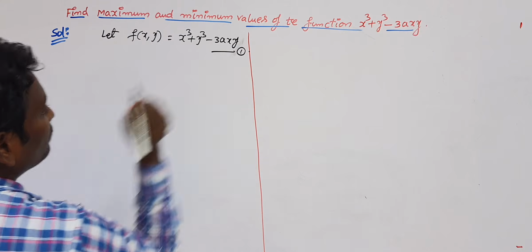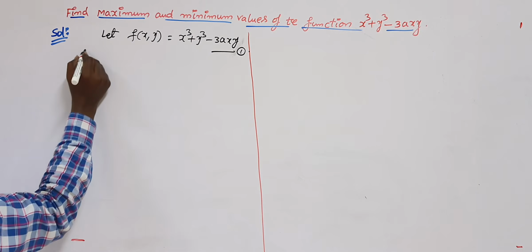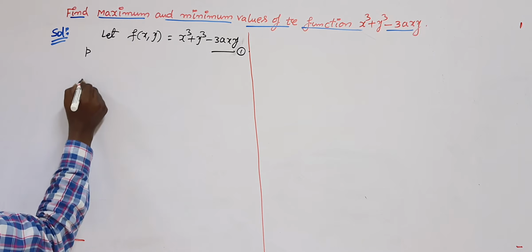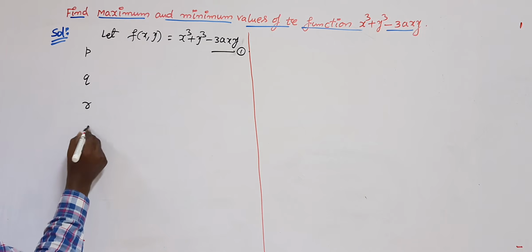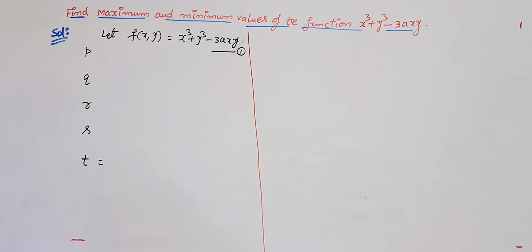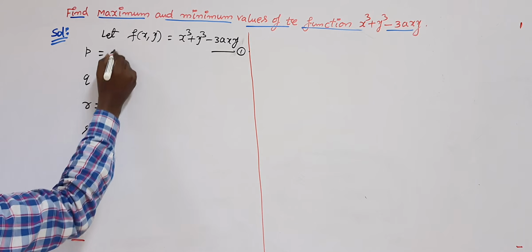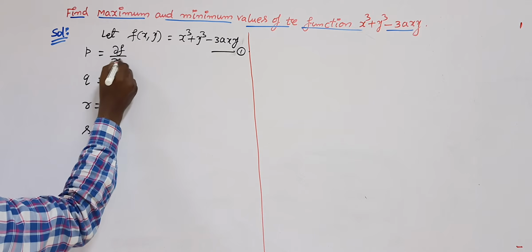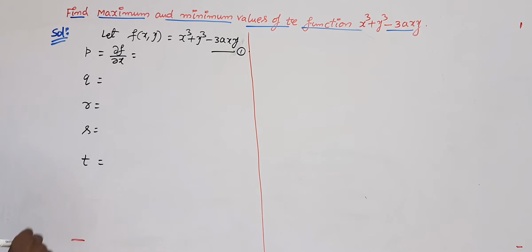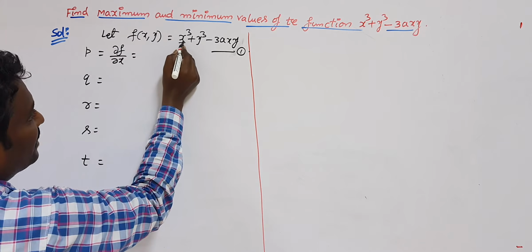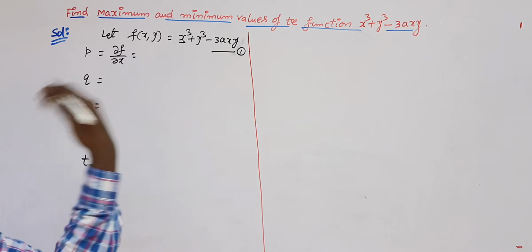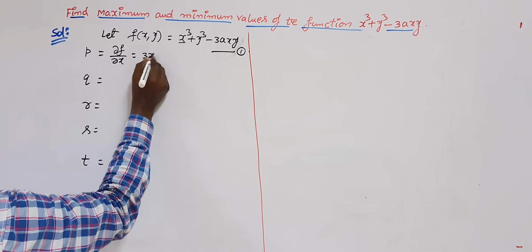So take it as equation number 1. As usual, we have to find all the partial derivatives p, q, r, s, t. So we have to find the first order and second order partial derivatives. What is p? Dou f by dou x. In this case except x, the remaining are all constants. So the partial derivative of x cube with respect to x is nothing but the ordinary derivative, 3x square.